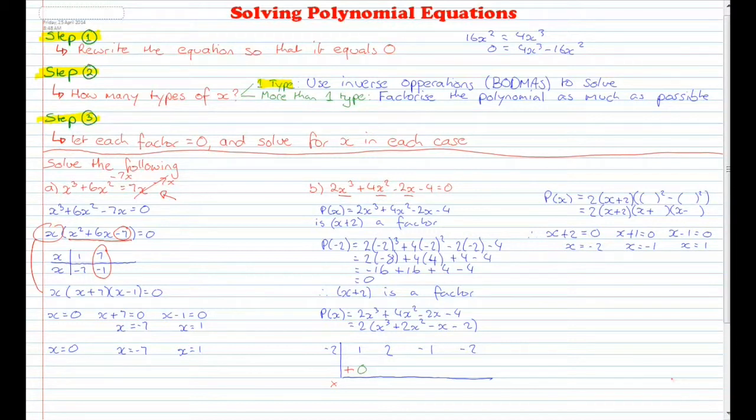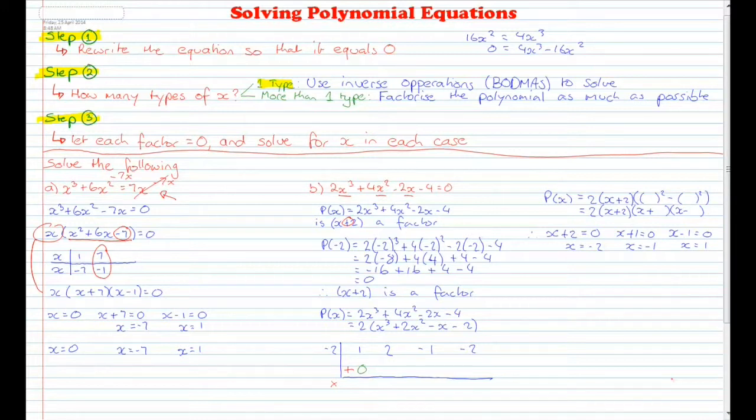In order to find that out, what I need to use is p of negative 2, because it says plus here, so we're going to write p of negative 2. And that therefore is going to give us 2 bracket negative 2 cubed, because wherever I see an x I write a negative 2, plus 4 bracket negative 2 squared, minus 2 times negative 2 minus 4. Negative 2 cubed is negative 8, negative 2 squared is 4, and negative 2 times negative 2 is positive 4.